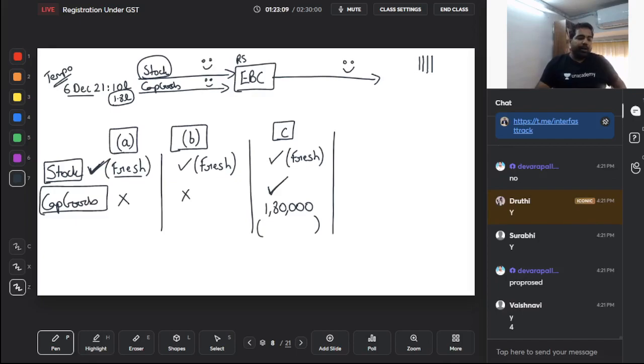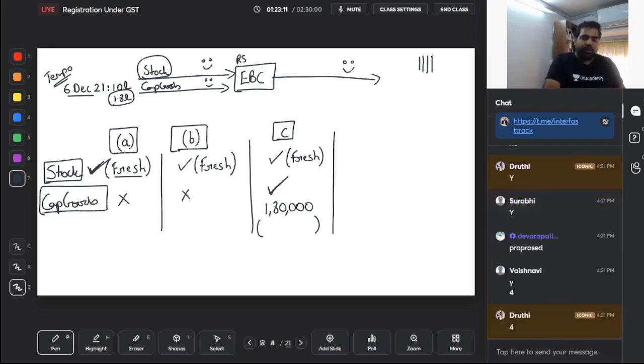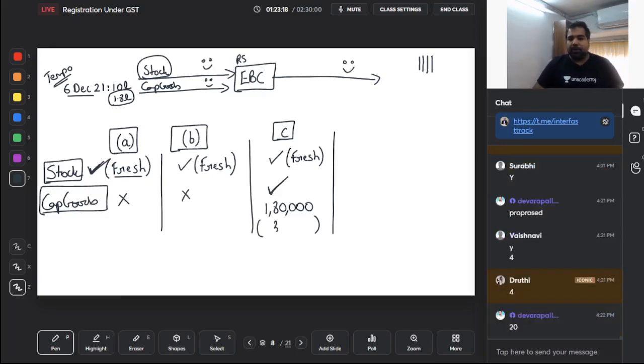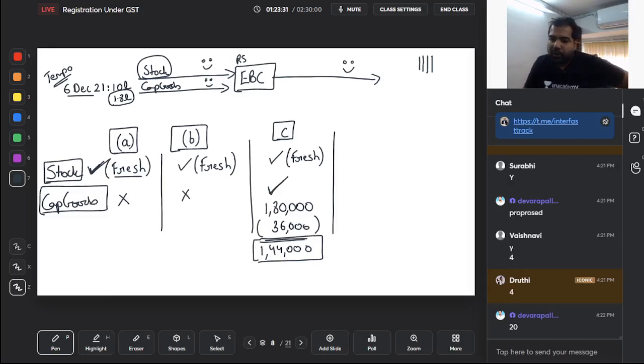So how many quarters, guys? 4 quarters into 5%. How much percent will you reduce? You will reduce 4 quarters into 5%, that is, you will reduce 20%. 20% is 36,000. So how much credit will you give, guys? On this tempo, you will give in the electronic credit ledger 1,44,000.